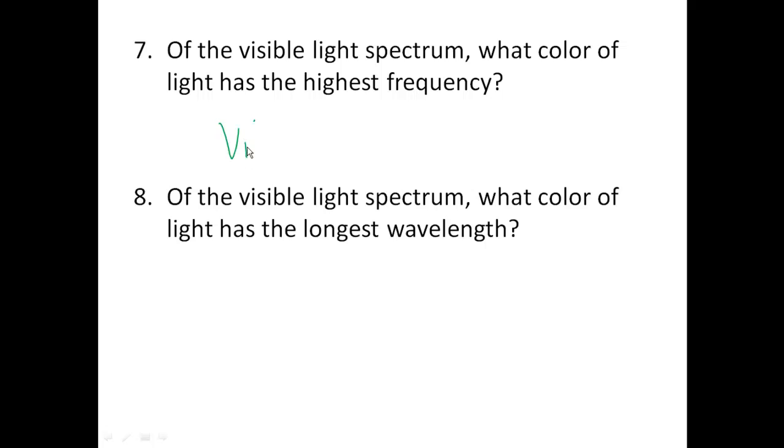So that means violet would be the one that would be the most damaging, and red would be the one that is least damaging. And so which one has the longest wavelength? If it has a long wavelength, then it has a lower frequency. So this would be the one that did not hurt us. So that would be red.